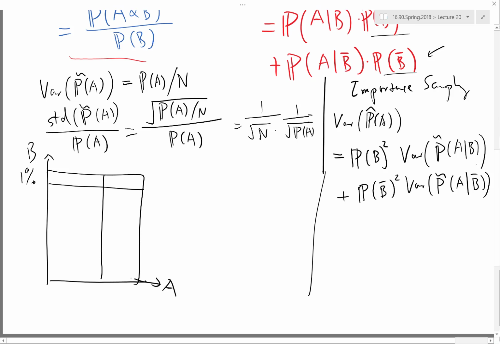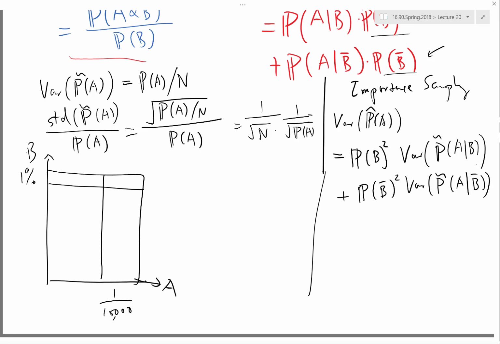And the event A happens for 1/10,000th of the time. But most of this 1/10,000 is actually contained in the event B. All right, yes?